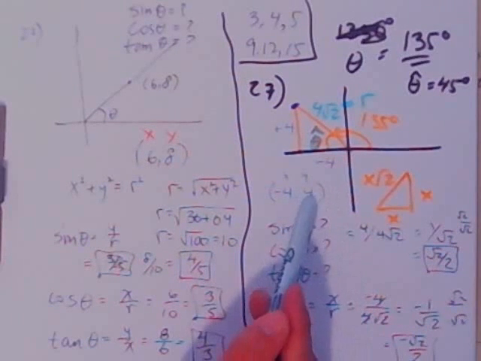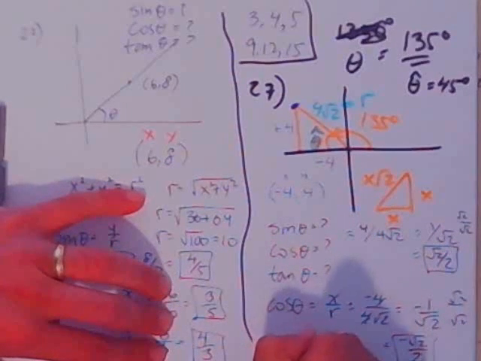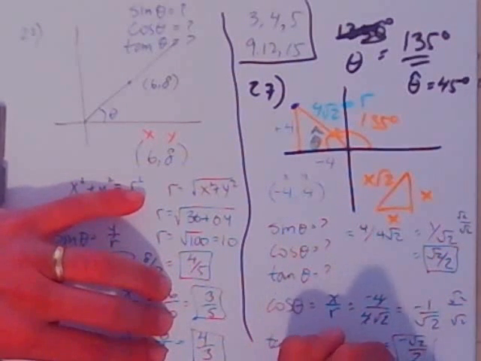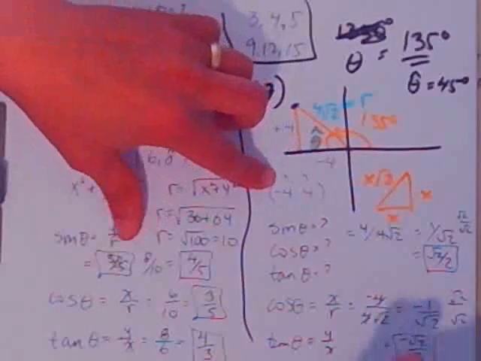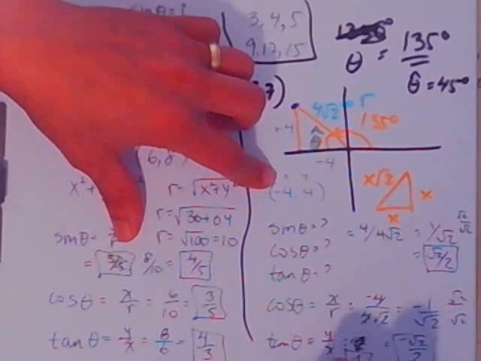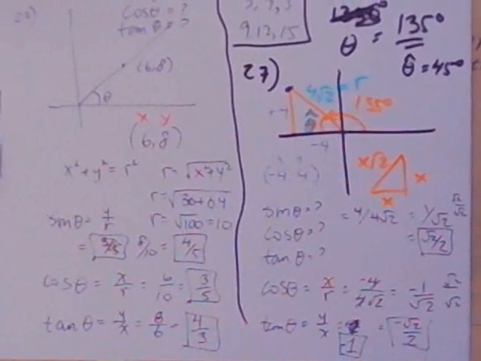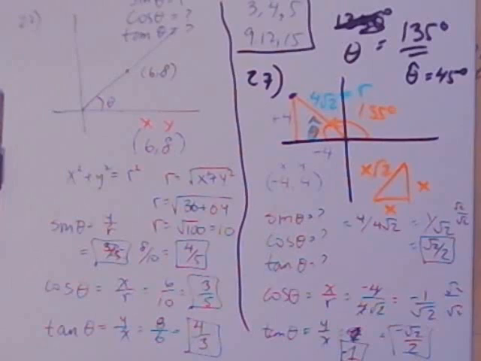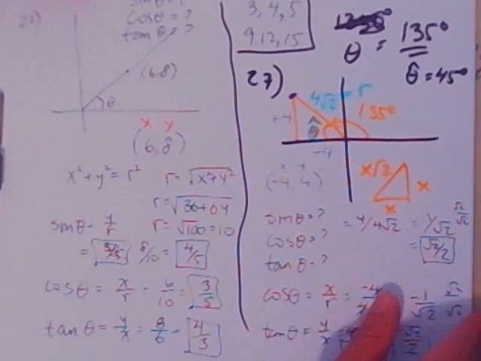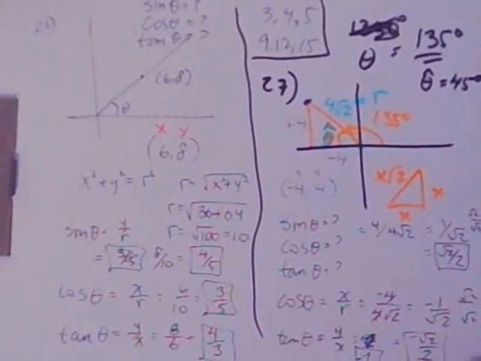It's just y over x. Let me do that for you. Tangent of the angle is equal to y over x. Y over x is going to be negative 1. Terrible writing. Negative 1. Okay, guys? Let's do some more difficult problems.